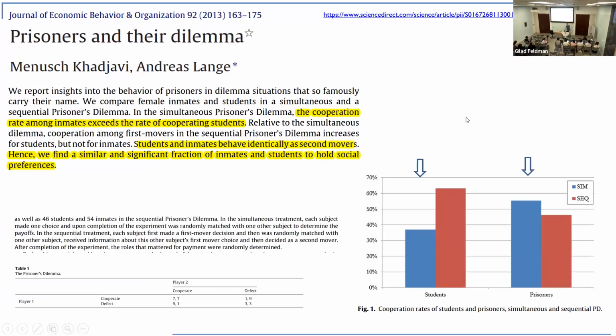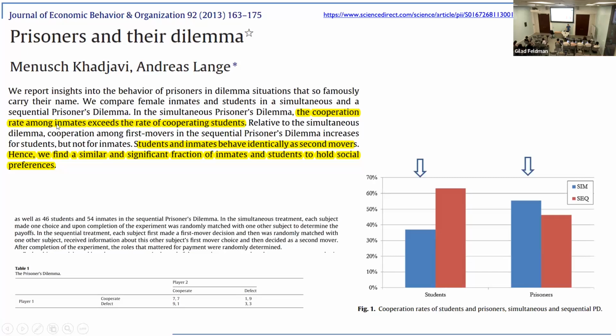So a real article. One thing that you can do is just test what happens in real life. So this is what they did. The prisoners and their dilemma. This is what happens, students versus prisoners. And this is what they found.